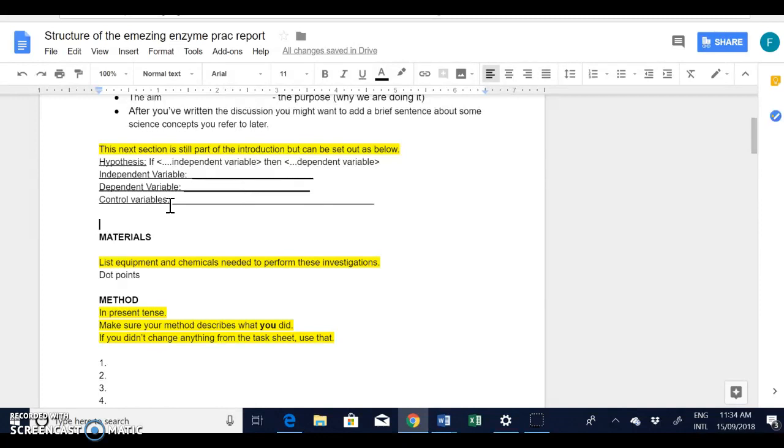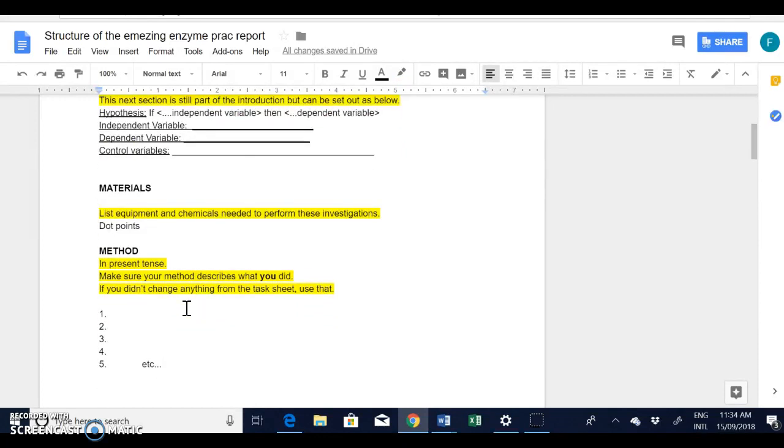Okay. Then list your materials and method. So that's really easy. Just list them in dot points. For your method, use present tense. I'm not going to talk about literacy stuff here, but just intro, method, present tense. Make sure it describes what you did. So it might be just the method of the task sheet, but you might have changed some stuff. If you have, that's great. Put what you did on here.